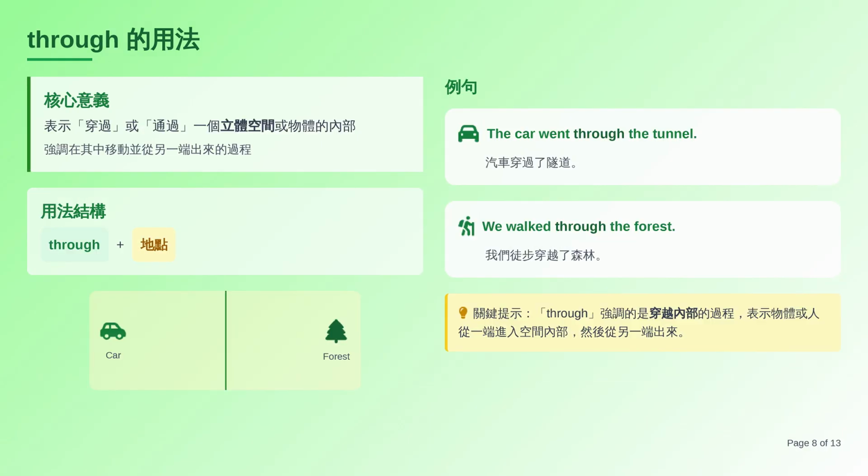Usage of through. Core meaning: it indicates passing through the interior of a three-dimensional space or object, emphasizing the process of moving through it and exiting at the other end. Usage structure: through plus location. Example sentences: The car went through the tunnel. We walked through the forest. Keynote: through emphasizes the process of moving through, and refers to objects or people entering a space from one end and exiting at the other.